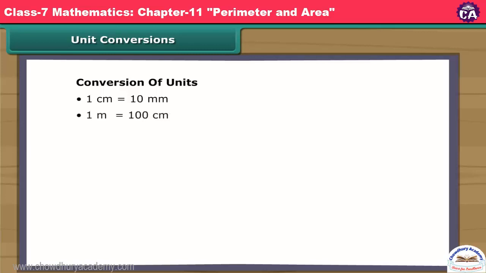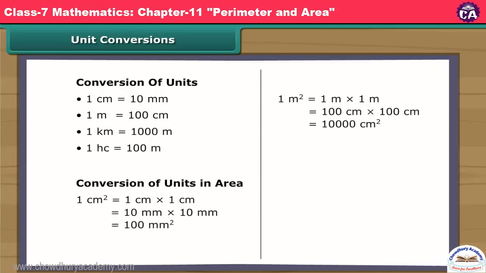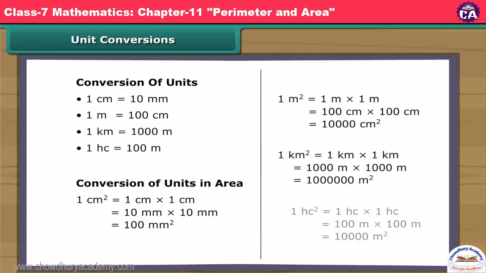Unit conversions. We know that in 1 centimeter there are 10 millimeters. In 1 meter there are 100 centimeters. In 1 kilometer there are 1000 meters. In 1 hectare there are 100 meters. Sometimes we require changing from bigger unit to smaller unit. Now we know the basics of unit system, so we can easily convert from bigger unit to smaller unit as following.